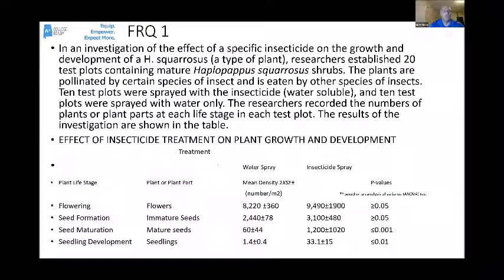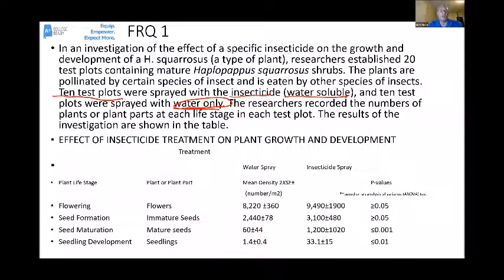They do tell us that we take the plants in 10 plots, so just 10 pieces of land, and we spray all those plants in those 10 plots with the insecticide that's water soluble, meaning that it's dissolved in water. So what we're spraying is water and the insecticide. On the other hand, we've got 10 more plots that we spray with only water. And we'll talk about how crucial that is here in just a second.